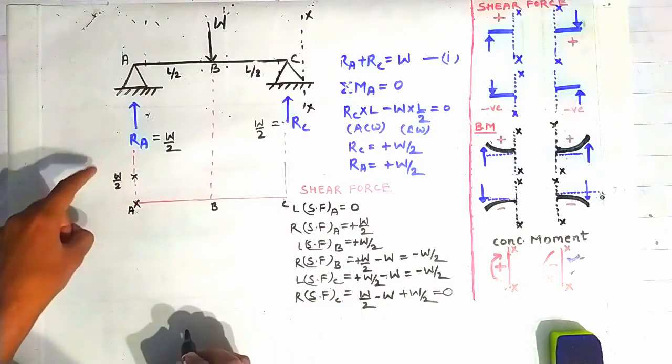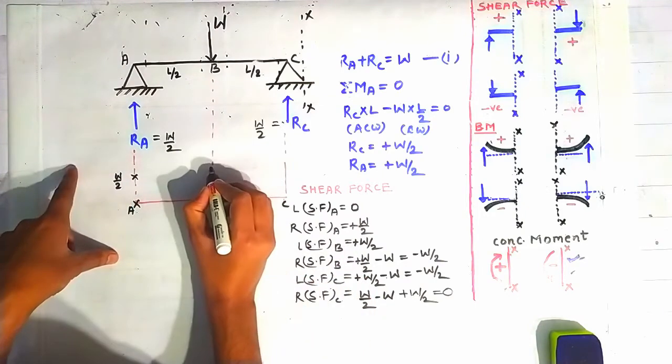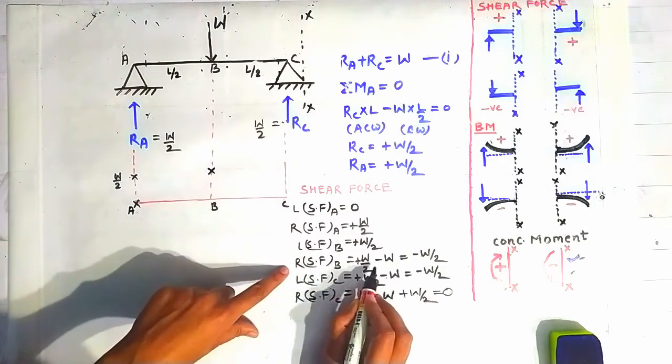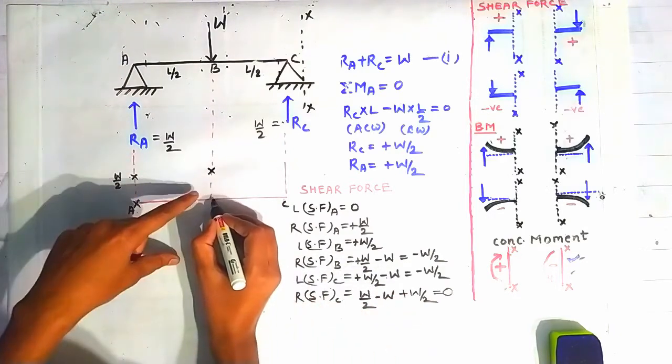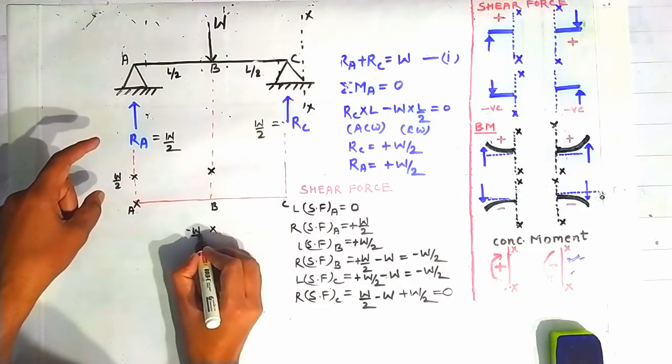Plus w by 2 distance, and shear force on the left side of the point B is w by 2, lying in the same level, w by 2, and shear force on the right side of the point B is minus w by 2. So minus things will lie below this line, so minus w by 2 is taken here below the point B.